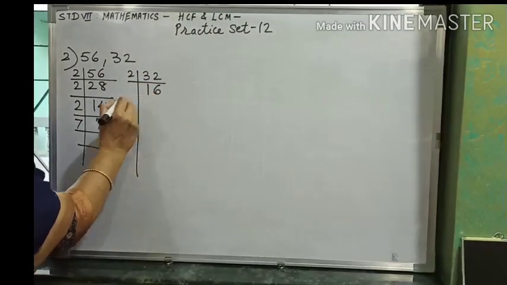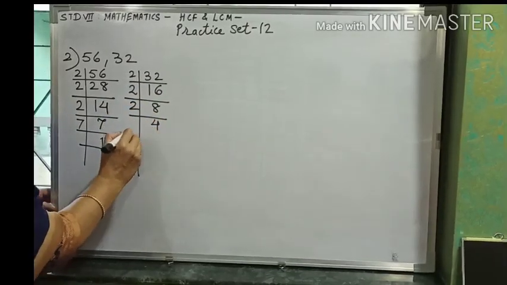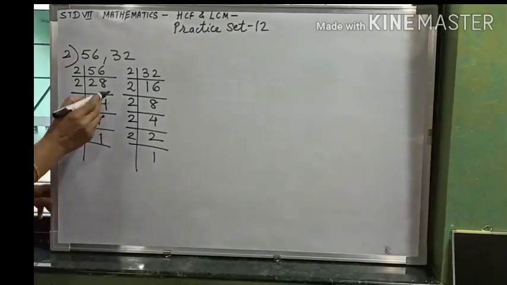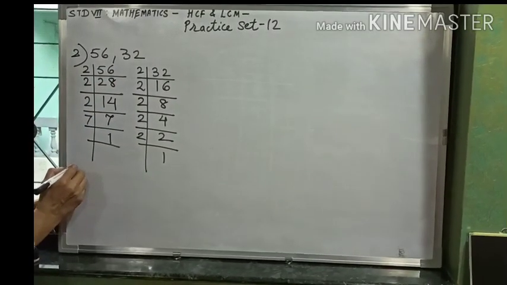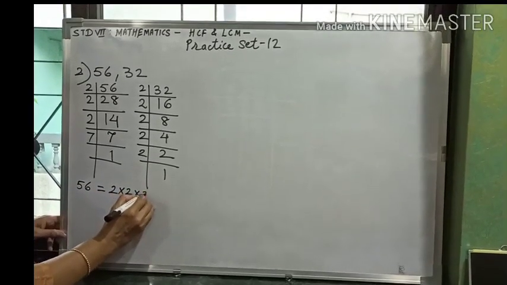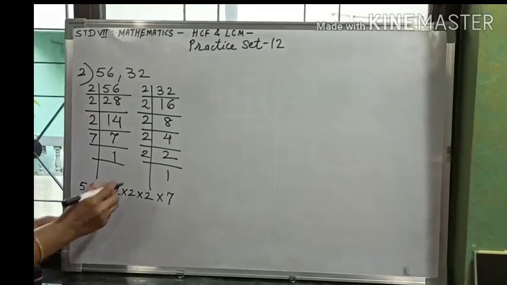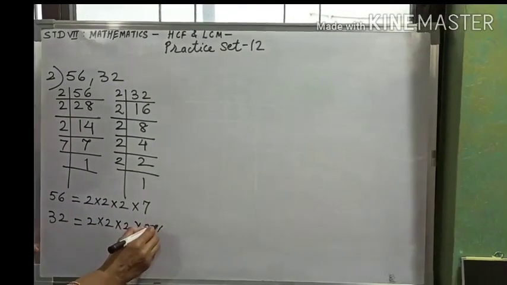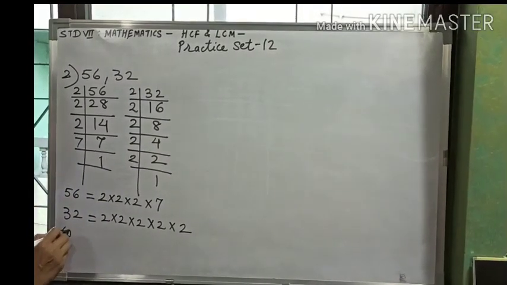2 16s are, then 2 8s are, 2 4s are, 2 2s are, 2 1s are. So these are the factors of 32. We will write in horizontal way. Factors of 56 are, factors of 32. 2 is multiplied 5 times. Now from these we will find out the common factors.